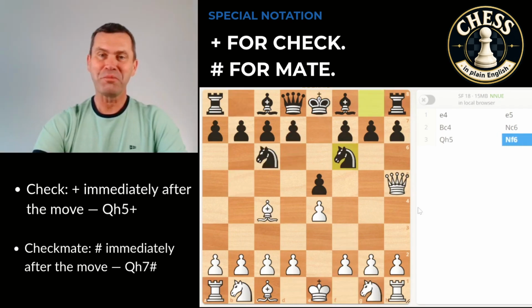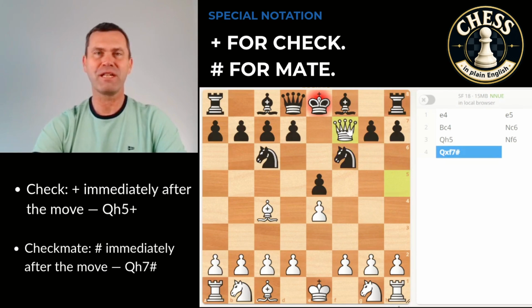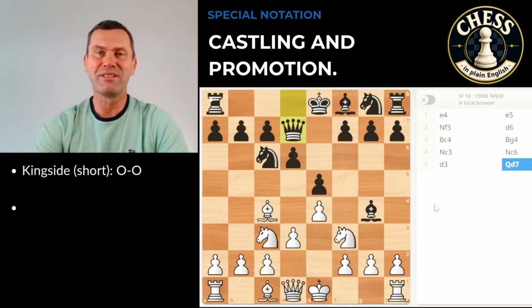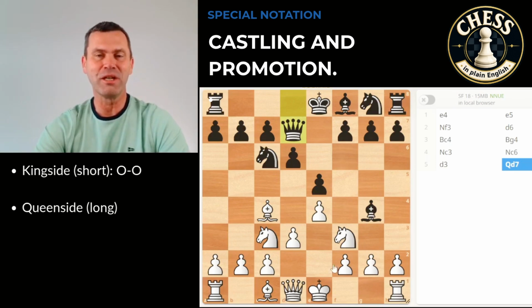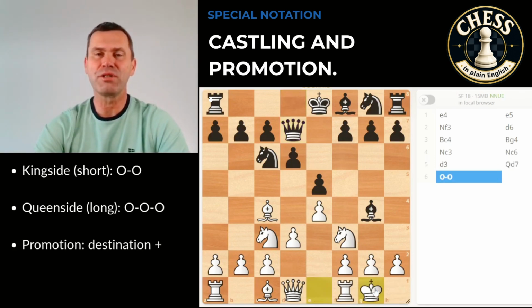And what about checkmate? Same concept, different sign. So queen coming and delivering checkmate on F7 is written as queen x F7 hash. Instead of plus for check, you have hash for checkmate. Castling is the only move in chess that does not follow the standard notation. So kingside castling is written as 0-0.